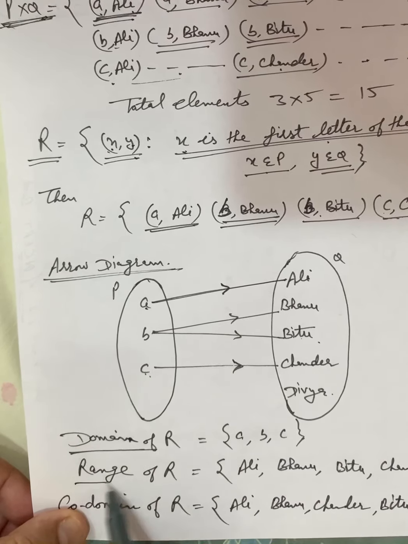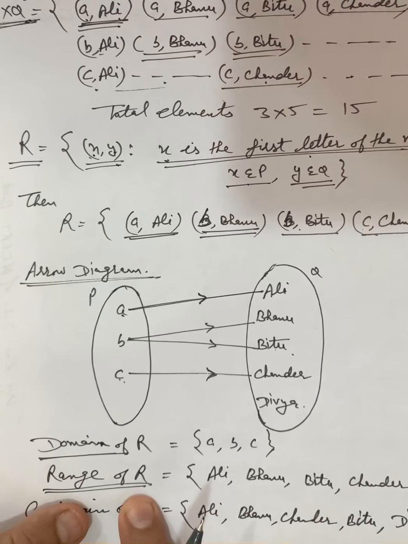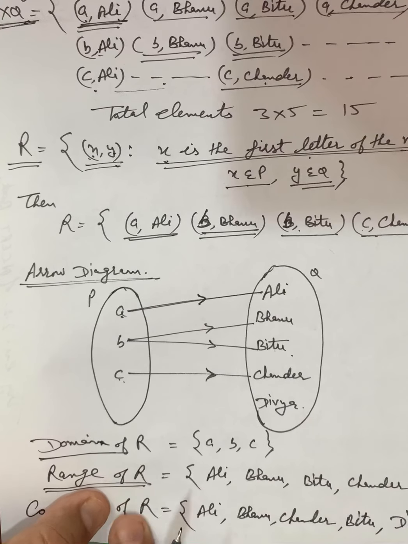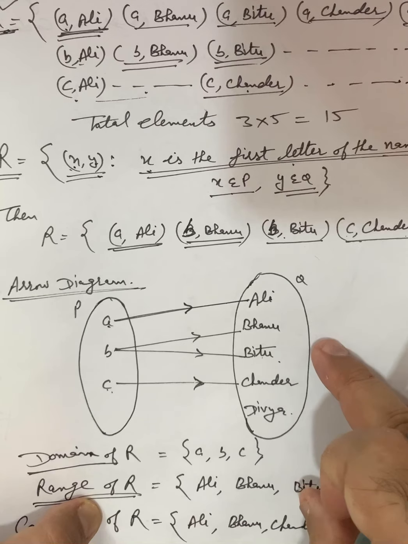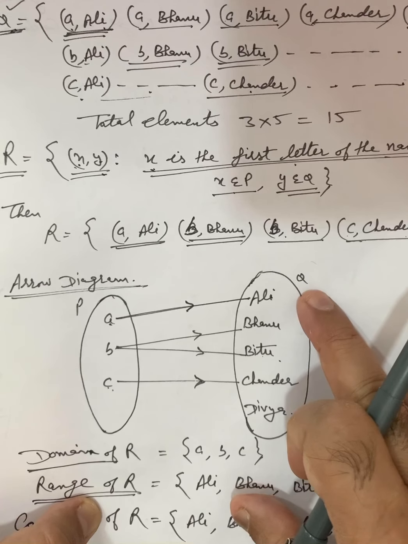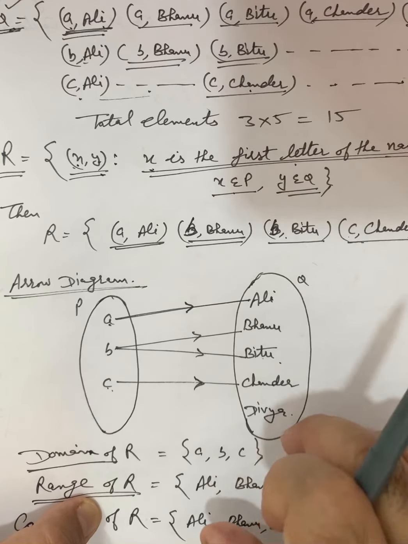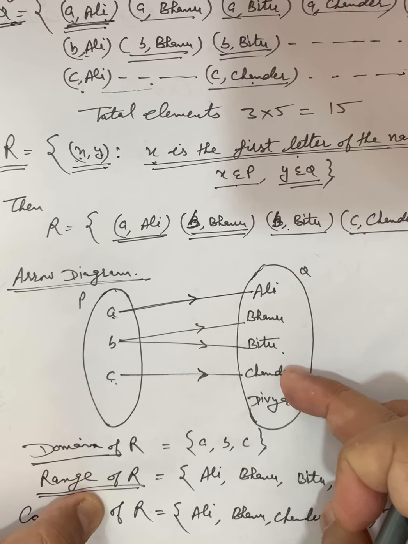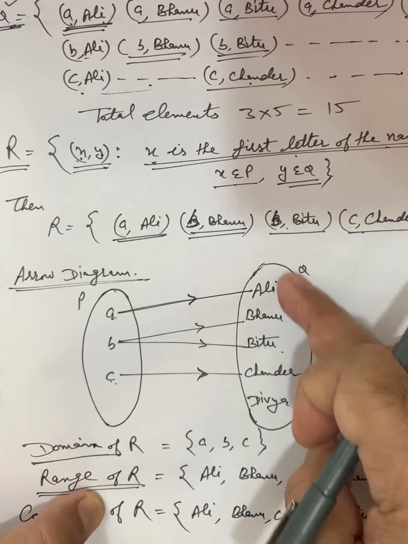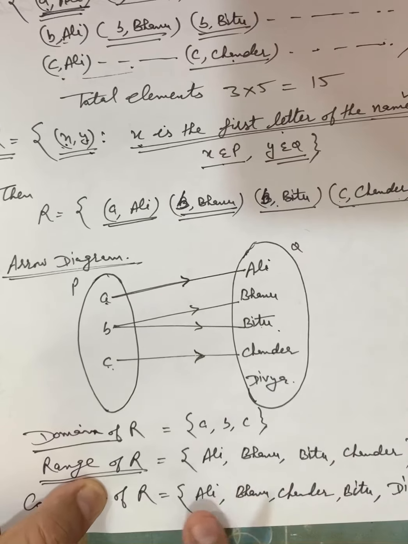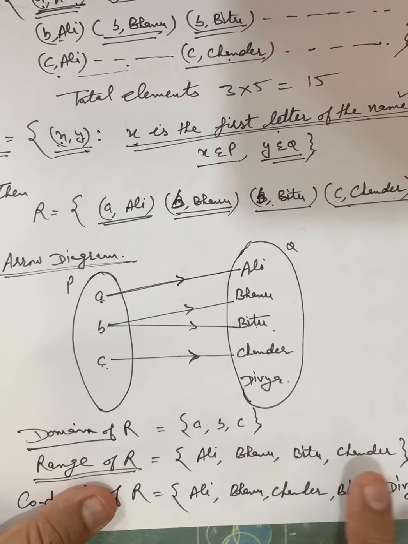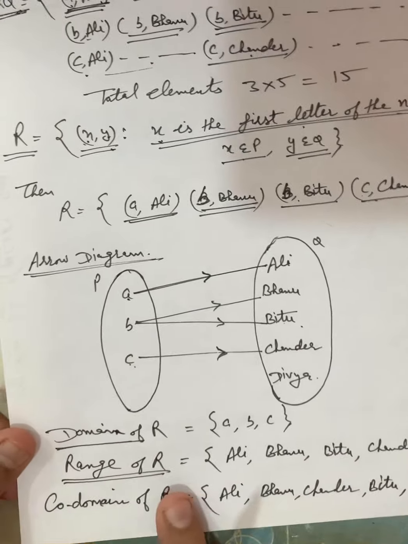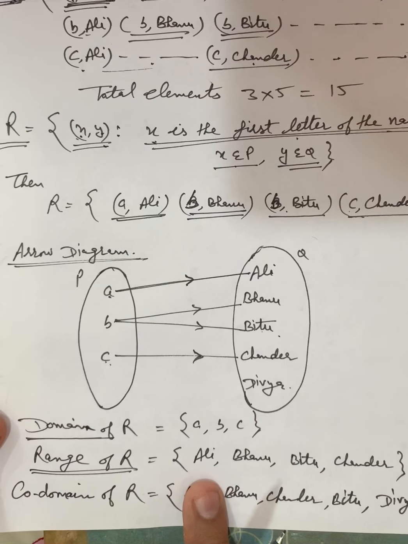Now range of the relation, what is the range? The range of the relation R will be the set of the elements from the second set, from Q, which are involved in this relation. The first four elements were involved in this relation, so that will be the range. So we form the set with Ali, Bhanu, Bittu, Chandar. That will be the range of the relation R.